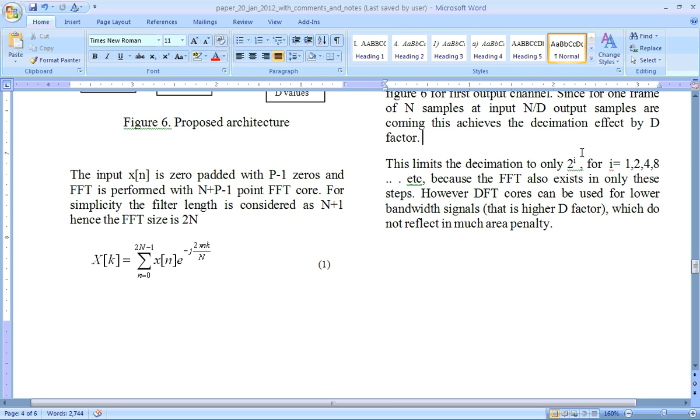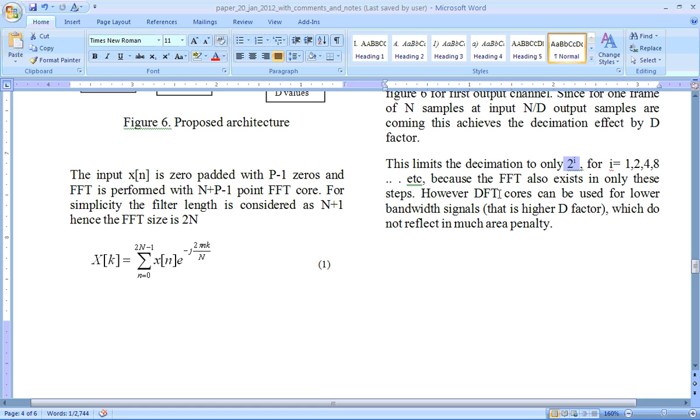Now here there is a drawback with this. The drawback is that you are able to perform only decimation by 2, decimation by 4, or decimation by 8. In between you are unable to decimate. Decimation by 5, 6, 7 you cannot do. That's the drawback of this approach. Got it? Because the FFT also exists in only these steps. FFT, IFFT is only available in powers of 2.